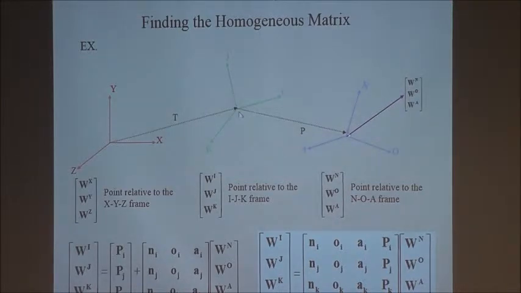Base, shoulder, and elbow, for example. You have a point in the N, O, and A coordinate system, the last one, the bluish one, showing in terms of this reddish vector. Point relative to the X, Y, Z. In other words, how can I show these three-dimensional coordinates, W's, in respect to the red coordinate system?